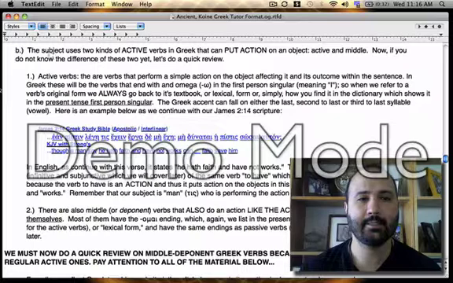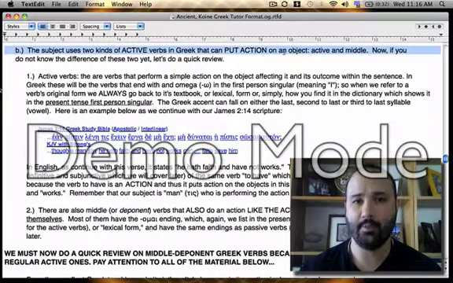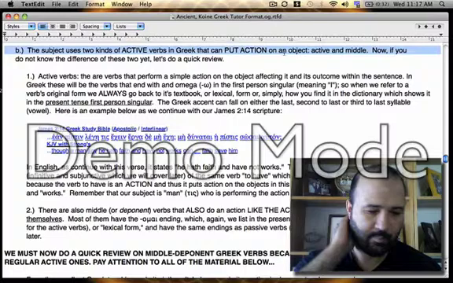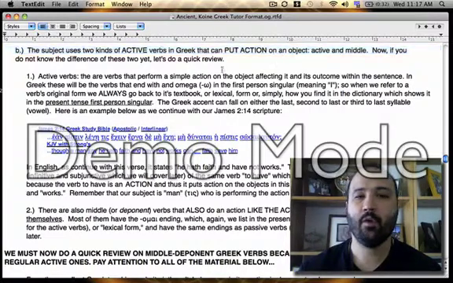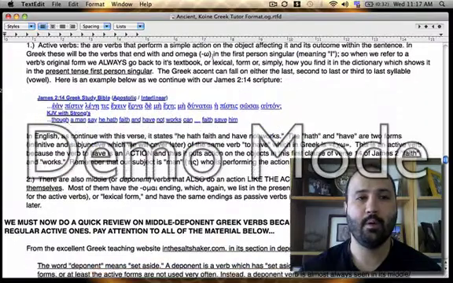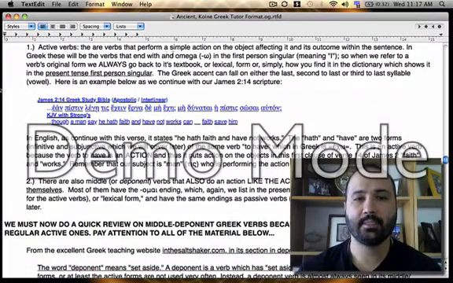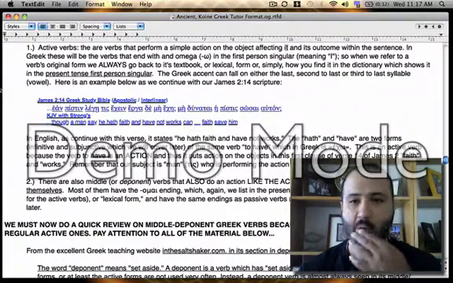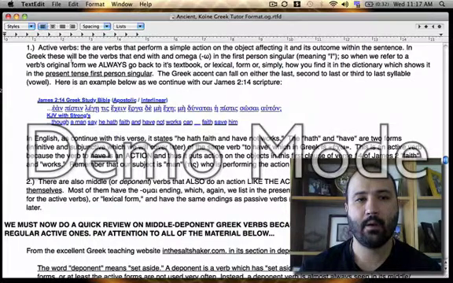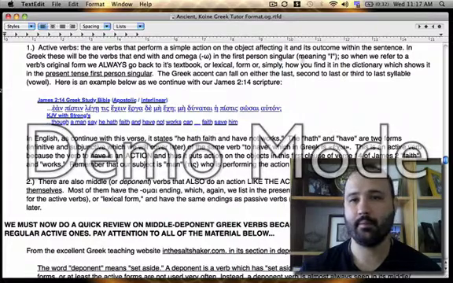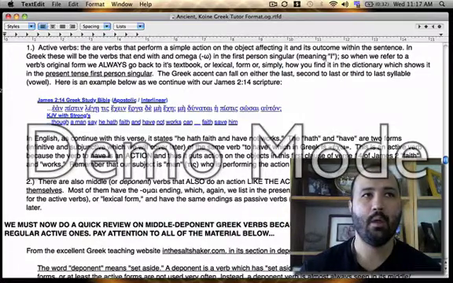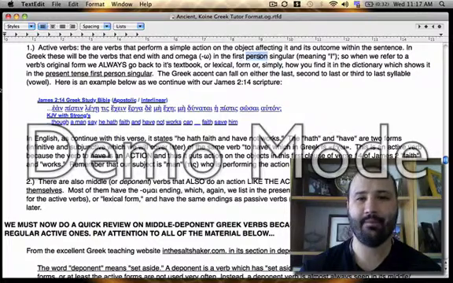Now, let's show how the subject uses an action verb to put action on objects. Let's get more specific on this situation. B, the subject uses two kinds of active verbs that can put action on an object. Two kinds of verbs, for the most part: active and middle. If you don't know what the differences are, let's do a quick review. Number one, active verbs. They are verbs that perform a simple action on the object, affecting it and its outcome within the sentence. In Greek, these will be the verbs that end with omega in the first person singular, meaning the I am doing something. I go, or I do this, or I do that.